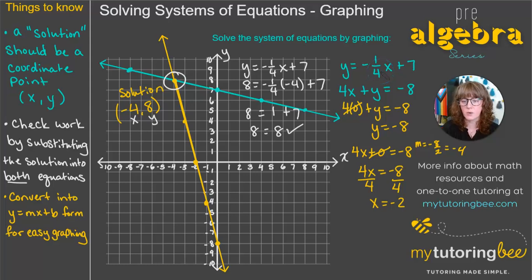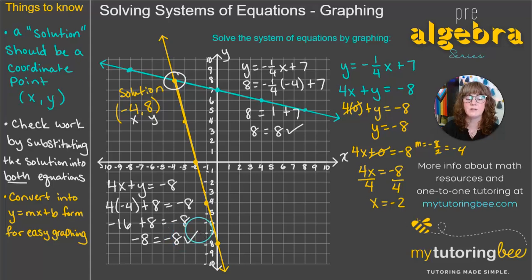Let's check the second one. So we've got 4x plus y equals -8. Again, I'm going to check my solution here with my x and y values. So we've got 4 times -4 plus 8 equals -8. 4 times -4 is -16 plus 8 equals -8. -16 plus 8 gives us -8, and that equals -8. So again, we have a true equation.